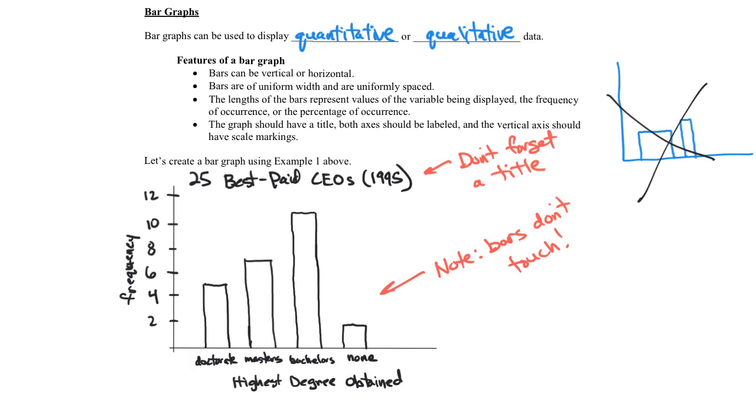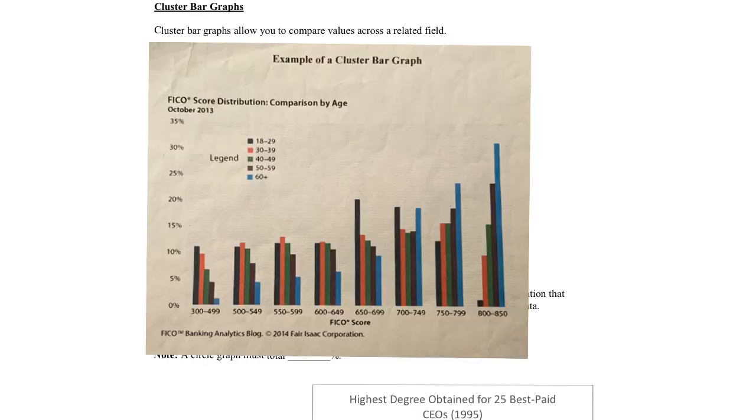Okay. So that should take care of bar graphs. Unlike a histogram, they are much easier to make. So something closely related to a bar graph is what's called a cluster bar graph. This is an example of one.